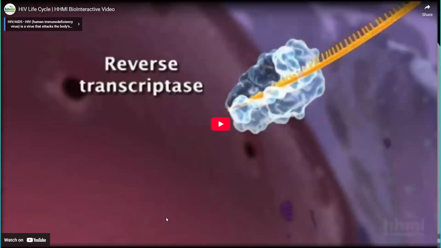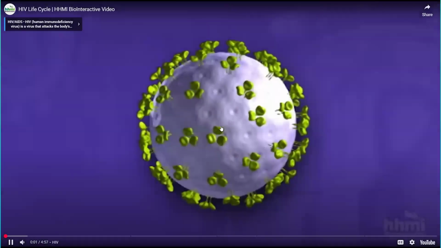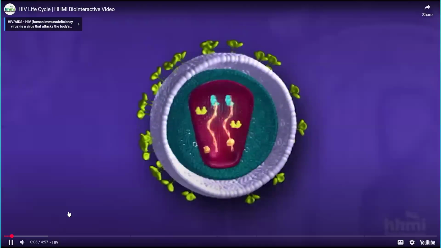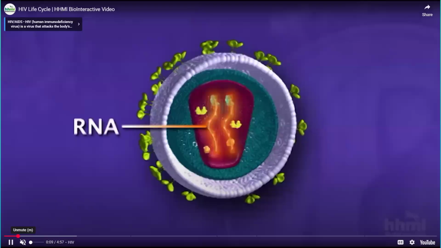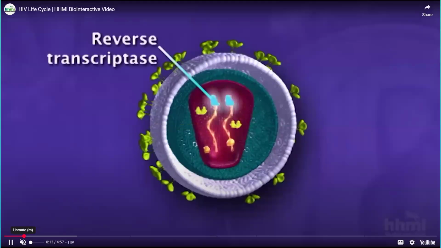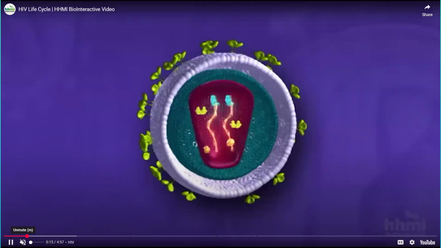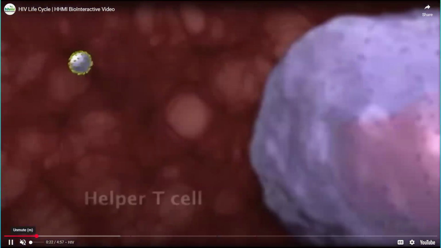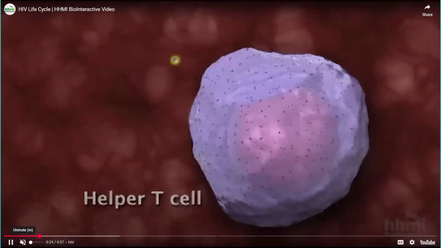Right, let me show you how it works at a molecular level. That's HIV. It's a retrovirus. And that's the envelope. That's the RNA. So it hasn't got DNA, it's got RNA. This is a really important enzyme, and it's going to convert that RNA into DNA later. So there we go. We can see the outside of the HIV virus. That is one of our cells.